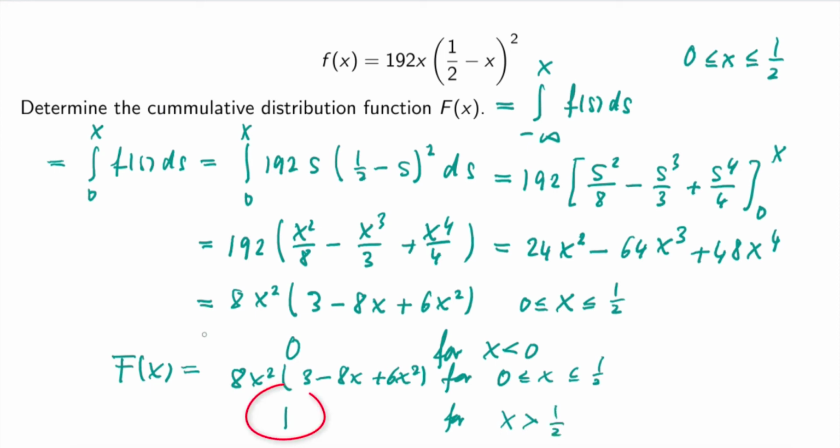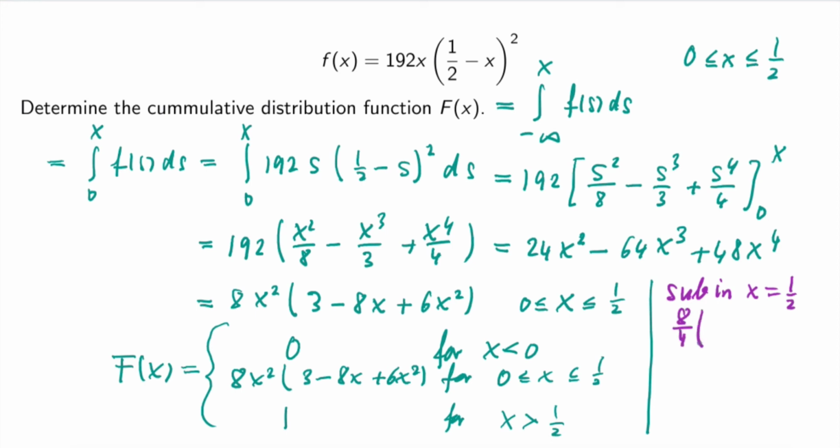Now let's check on the 1 here. Let's take the function and just sub in 1/2. X is 1/2. So what do we get? We get the 8 divided by 4 in the front. And then we have 3 minus 4, and then there is 6 quarters. So this is then equal to 2 times, you get a minus 1, and then this is a 3/2. So then we have 2 times 1/2, which is 1.